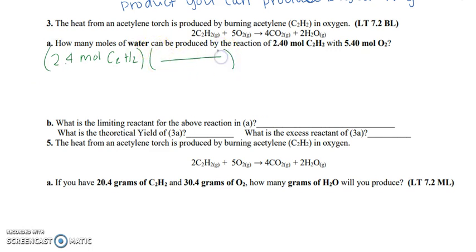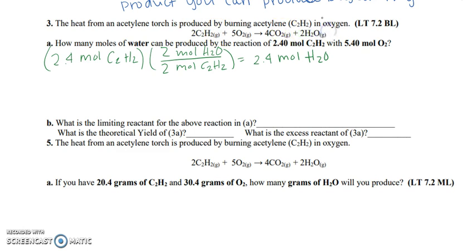I am wondering, with this much C2H2, how much water can I produce in the end? So here's my water. I'm going from C2H2 into water. And so the only thing I can do here is go from moles to moles. For every 2 moles of C2H2, I produce 2 moles of water. If I take 2.4 times 2 divided by 2, I get 2.4 moles of H2O as what I can produce. That's if I use all the C2H2 that I'm given.